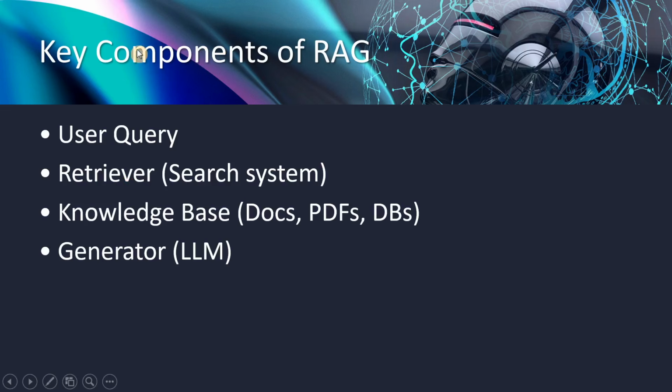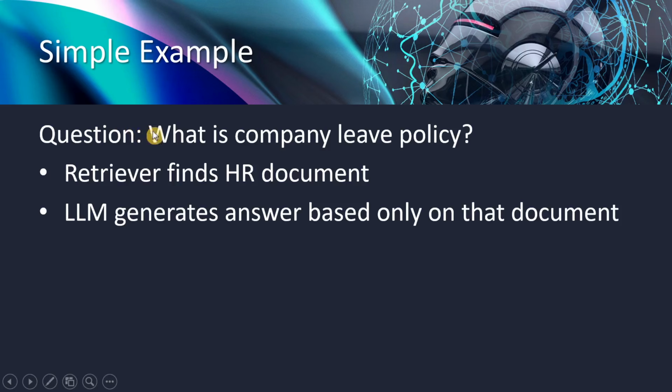So we have discussed the key components of RAG, and then a simple question: what is the company leave policy? Okay, so this information will not be available publicly, right? So you have to implement RAG for this. So the retriever finds the HR document, and the LLM generates an answer based only on that document, so that it will not hallucinate, and it can give the employee more relevant information, right? As and when they have any doubt or query regarding the company's leave policy. Or this information can also be available to the public if they are using your company's chatbot.